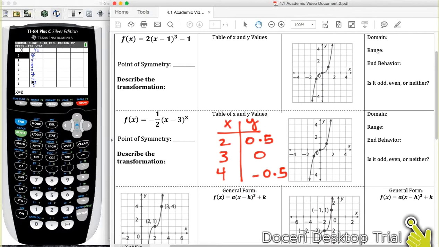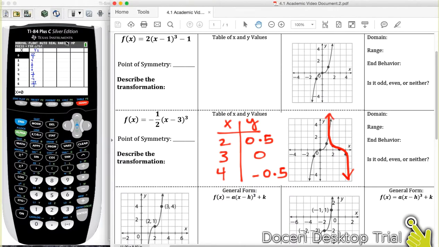So let's plot these points, 2 and 0.5. So I take the middle of the square on the top, and then I have 3, 0, so that's another point, and then 4, negative 0.5. Now remember, do not connect those as a line. You have to curve it. So I'm going to start with the top, go through this, curve it, and then go down. And that would be my graph.